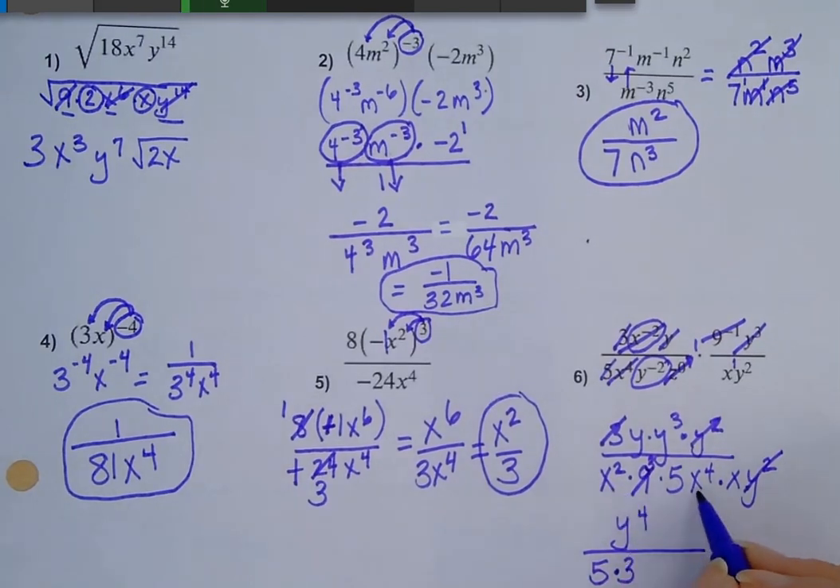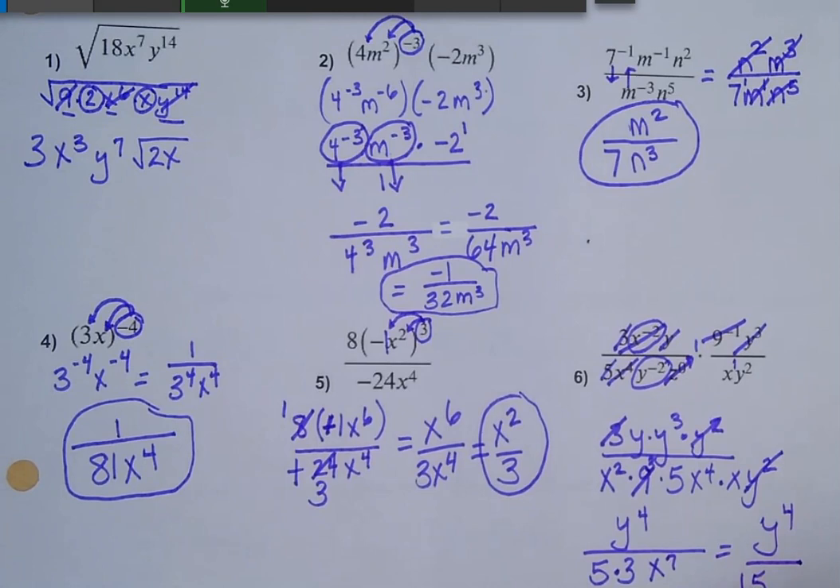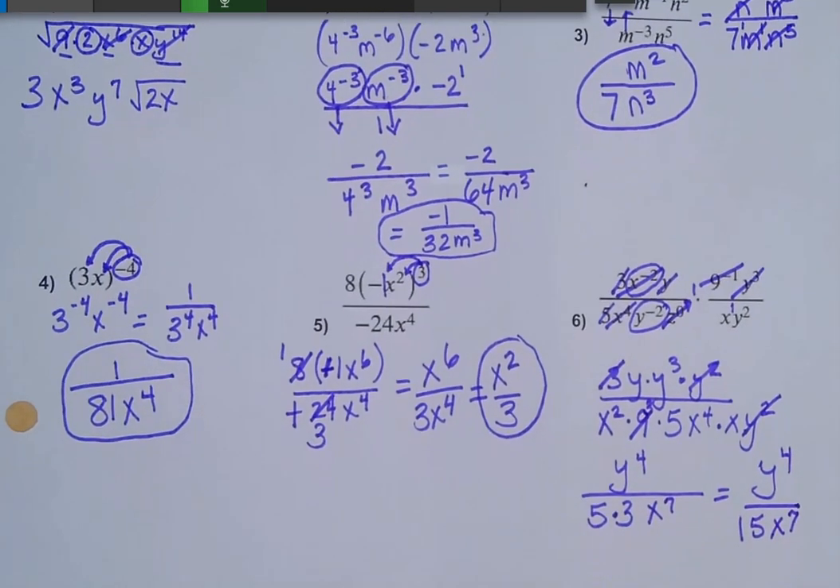X squared times x to the 4th is x to the 6th. Times x is x to the 7. Okay, when I simplify one last time, I get y to the 4 over 15x to the 7. Y to the 4 over 15x to the 7.